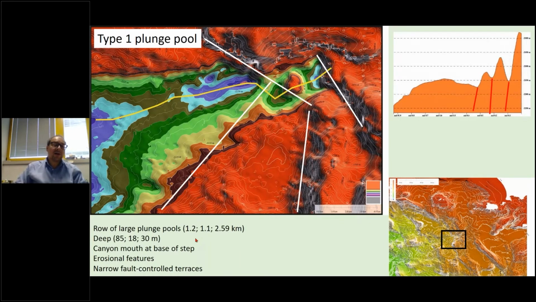These plunge pools are very deep. They are about 85 meters deep, and they have a considerable length. You see, these are 4 kilometers, so these are about 5 to 6 kilometers in length. And you see that these sit within this larger scale erosional area.